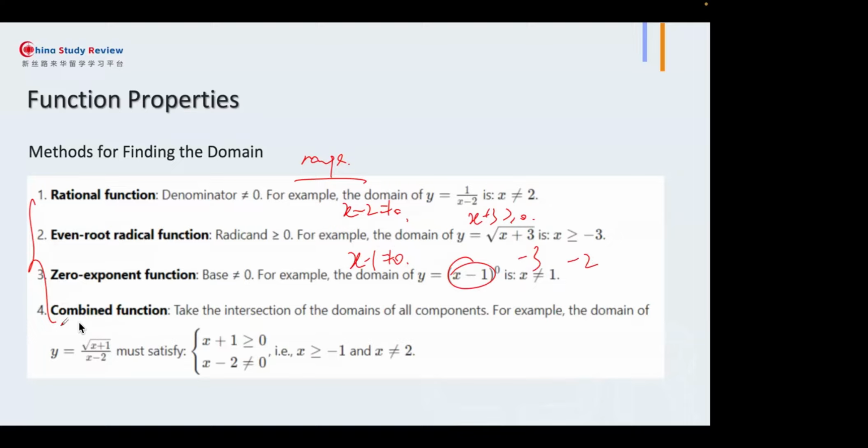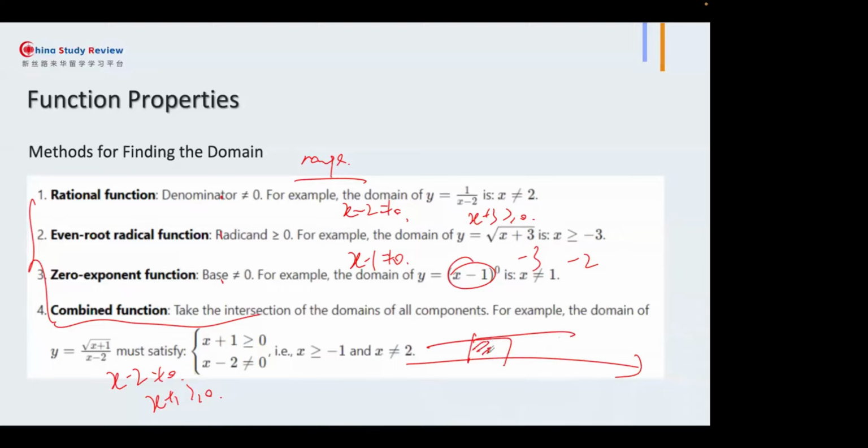And the last one is combined function, which is more common because it's quite easy for you to just have 1, 2, and 3, but you have combined them together with those rational, even root radical, and other functions. In this part, you will have multiple constraints and multiple requirements. For example, here, this cannot be 0. This one should be larger than or equal to 0. And you could use your number axis to see their intersection and to find your answer. All right.